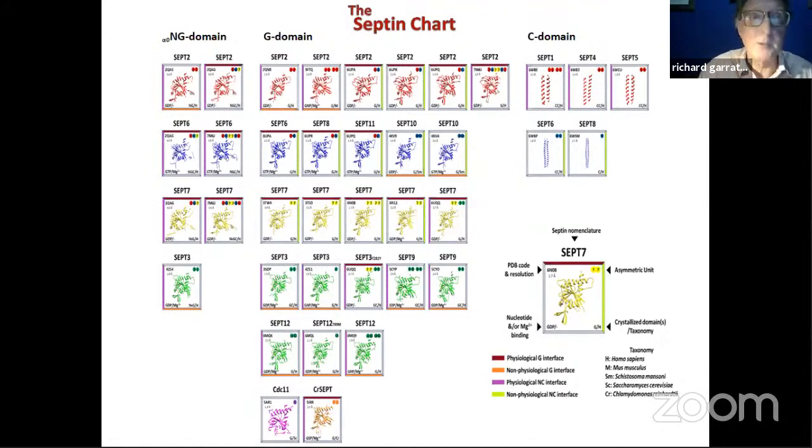It turns out that crystallizing these oligomers, these hexamers and octamers, is very difficult. We've been very unsuccessful in doing that. But crystallizing individual septins turns out to be much easier. And we've now collected a whole load of structures from each one of the different groups and from different species. So this is what is currently present in the PDB, the protein data bank, all the structures that we know of.